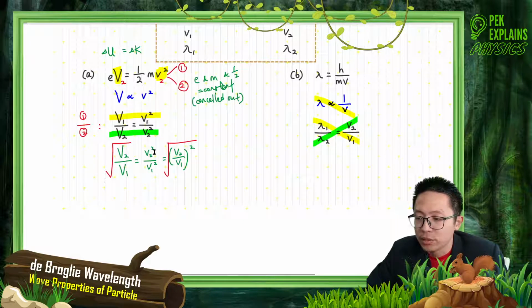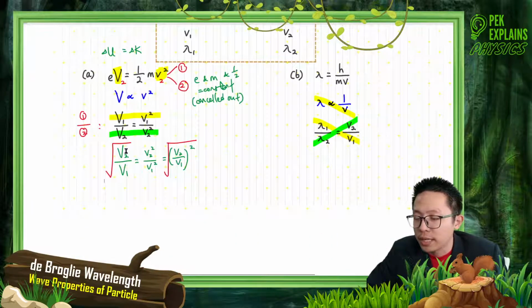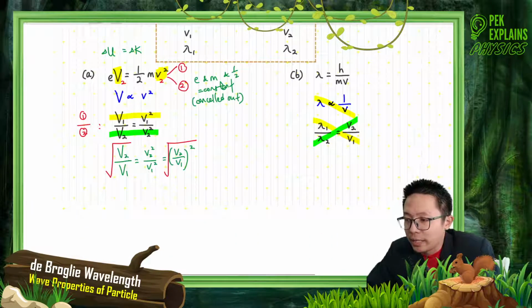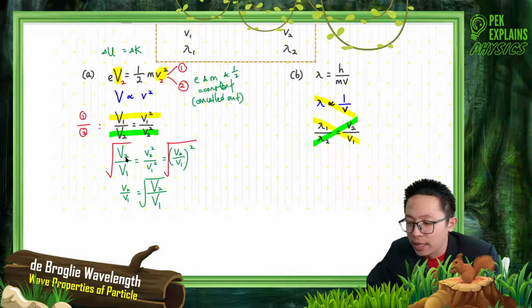This square I combine, become here, and then I want to remove this square because I just want the V2 or V1 inside. Okay, square root both sides. So finally, I will get V2 over V1. This is velocity, which is equal to square root of voltage 2 over voltage 1.